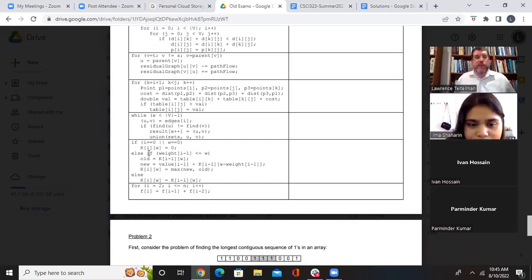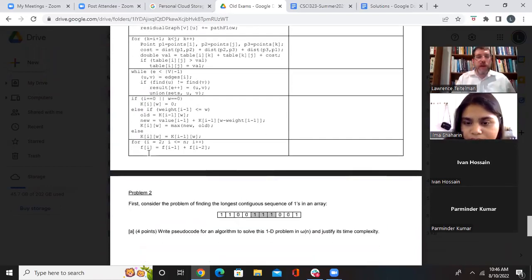That's also a knapsack problem, but which kind of knapsack problem is that? That is the 0-1 knapsack problem with integer weights. So that enabled us to do a dynamic programming approach. And finally, what is this last one here? Fibonacci. That is Fibonacci doing it sequentially.